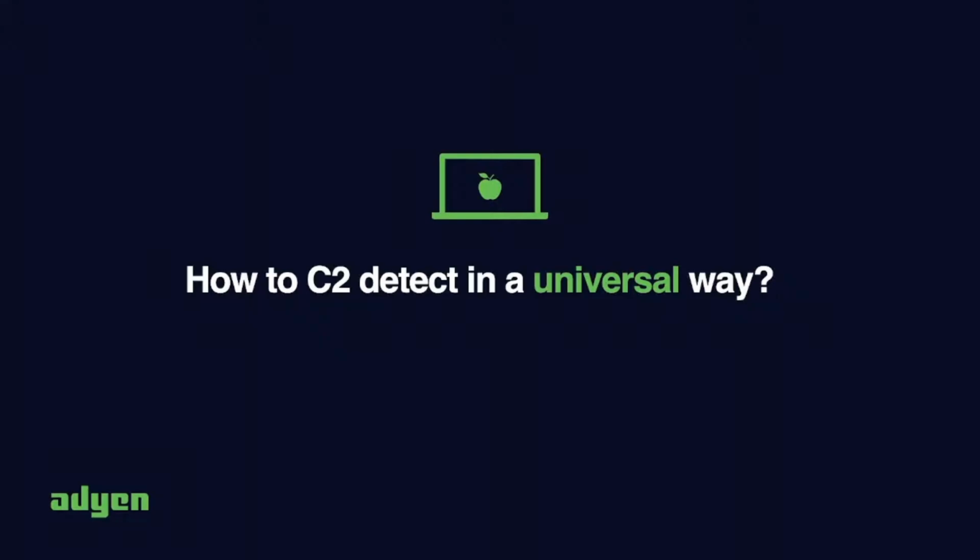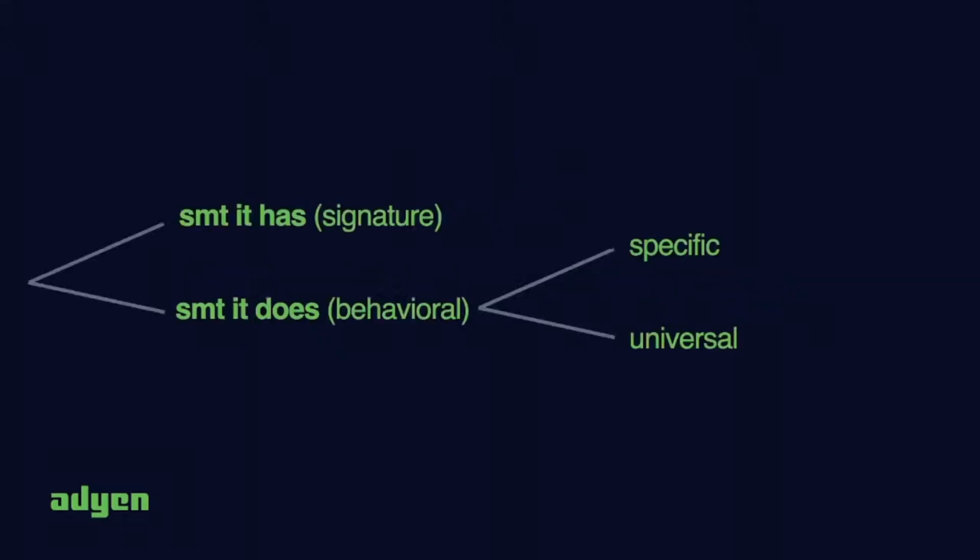So how can we detect this in a universal way? Let me first try to explain what I mean with universal. There are 2 basic approaches to detection engineering that you see in general. You can either detect something that the adversary has or something that the adversary does. So that's signature versus behavioral. And then within behavioral, you can also distinguish trying to detect something which is very specific behavior to a particular malware, or trying to detect something universal, like the beaconing.